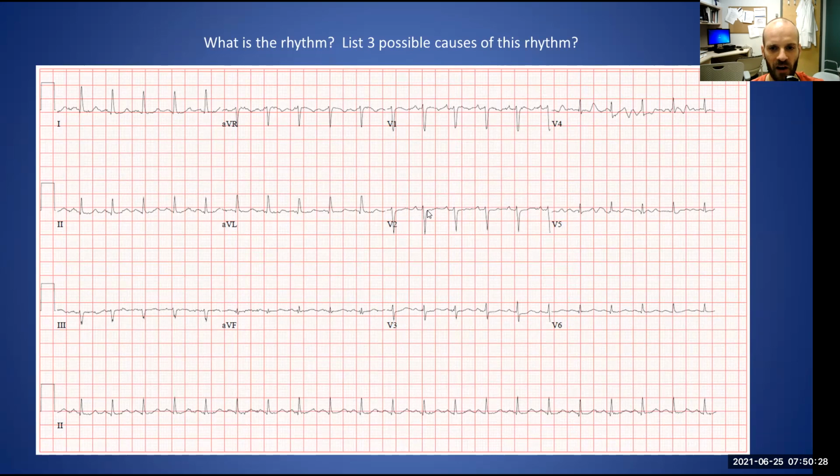So it would be very hard to measure the QT in lead V2 here, for example, because it's very, very flat and very hard to work out where the T wave is going to end. So it'd be much easier to measure it, for example, in lead 2 here, because you've got a much more defined end to the T wave. So you need to look at the whole lot, but you may be focusing your attention for certain aspects of the information you're trying to pull out in certain leads.